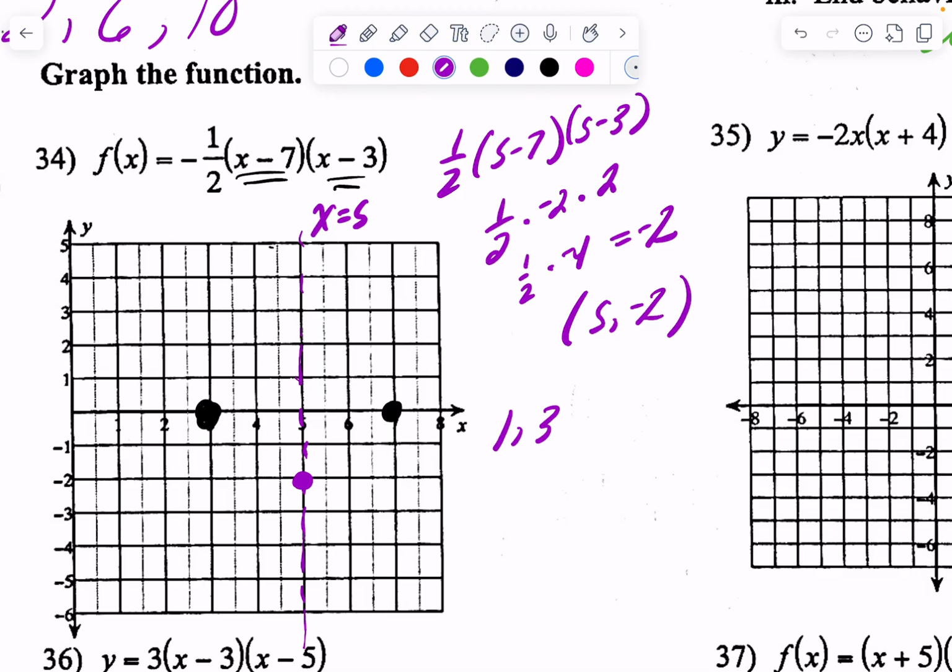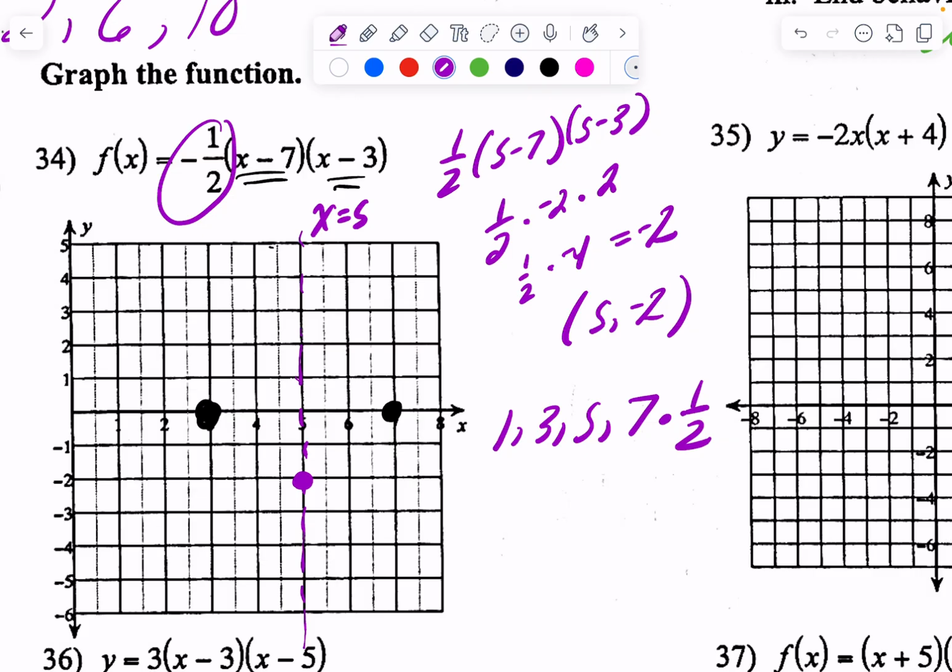Then 1, 3, 5, 7 times 1/2. Oh, it's times -1/2. That can't be right then. I messed something up, because if my vertex is located right there, it would have to smile, and it can't smile, it has to frown. So what did I mess up here? 5 minus 7, positive. Should frown, and my vertex has got to be wrong.